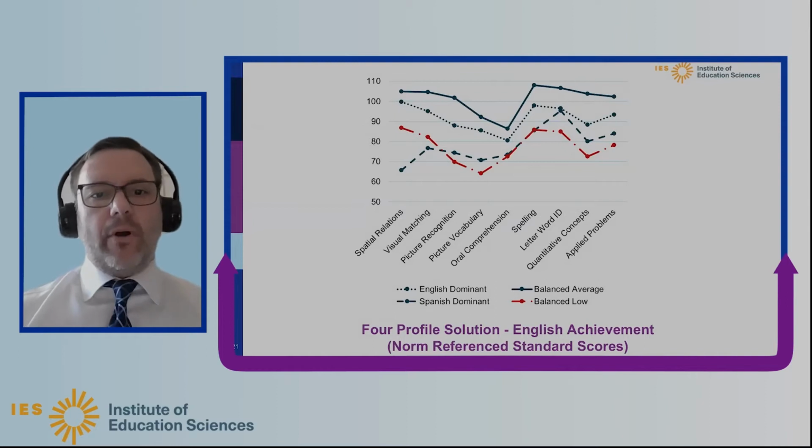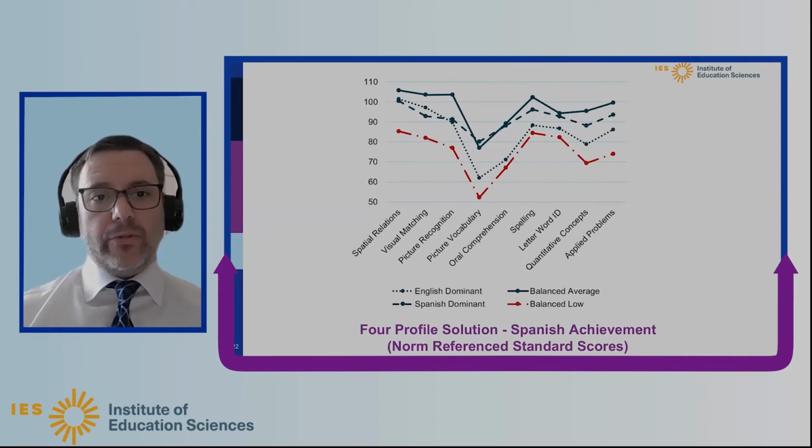So displayed above are the norm reference standard scores for English achievement for children in each of the 4 profiles, which included English dominant, balanced average, Spanish dominant, and balanced low. As displayed above, the children in the balanced average profile had the highest scores for English achievement, followed by children in the English dominant profile, which scored higher than children in the Spanish dominant and balanced low profiles, which didn't really differ.